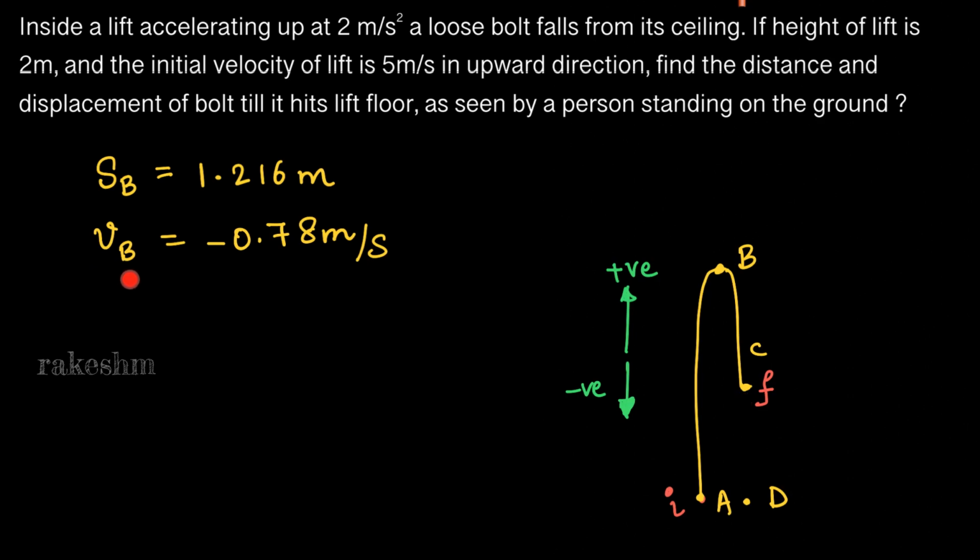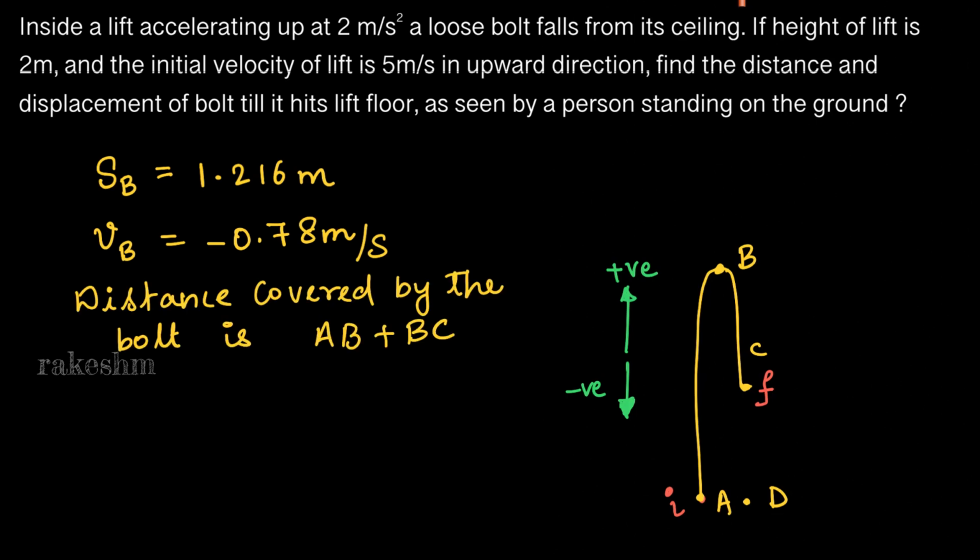The velocity when it hits the lift floor is minus 0.78 meters per second. So we can say that this bolt hit the lift floor after it went up and started coming down. So even without the visualization, you can predict the path of the bolt with respect to a person standing on the ground during its free fall time. The distance covered by the bolt during this time is the total path length, which is AB plus BC.